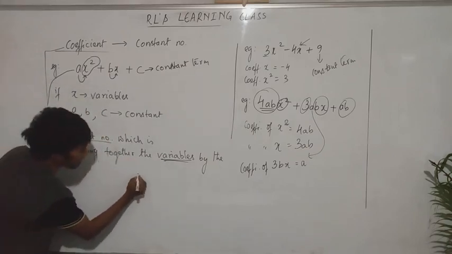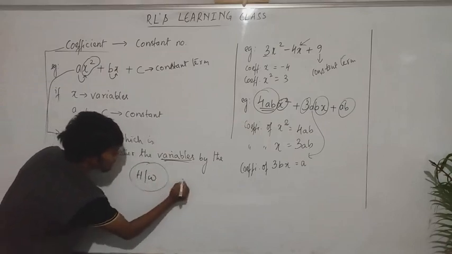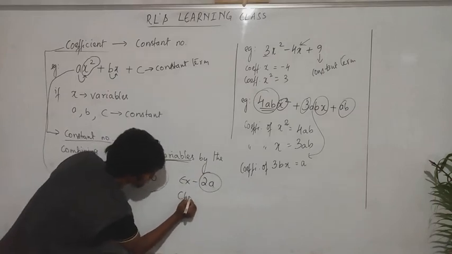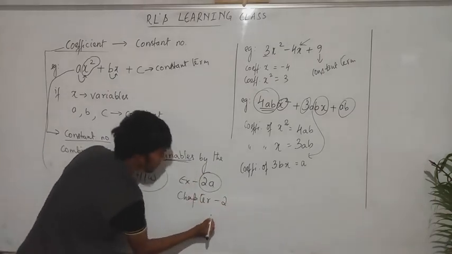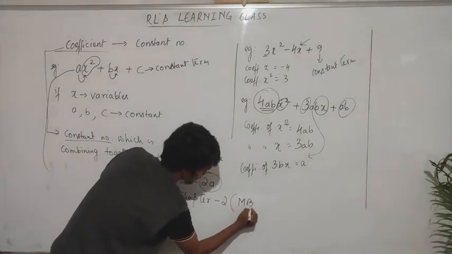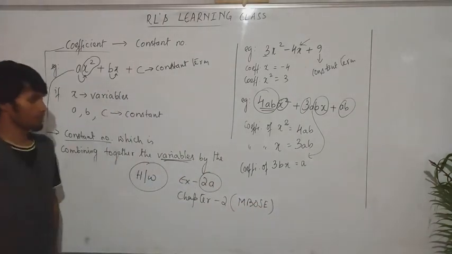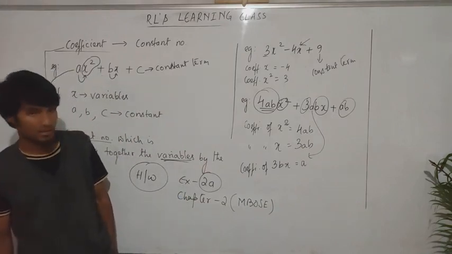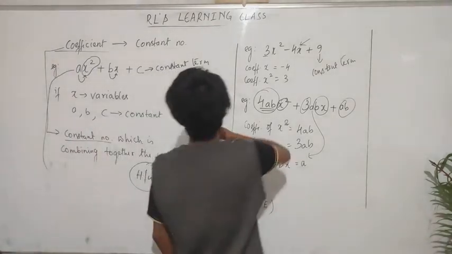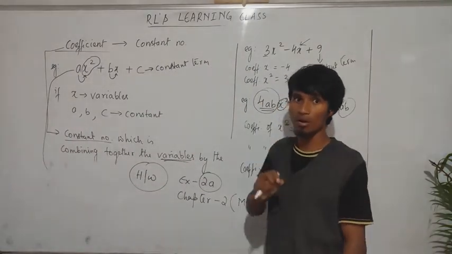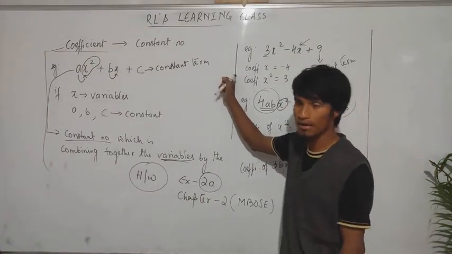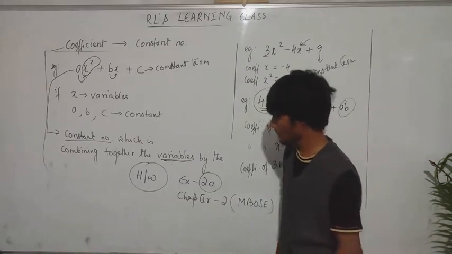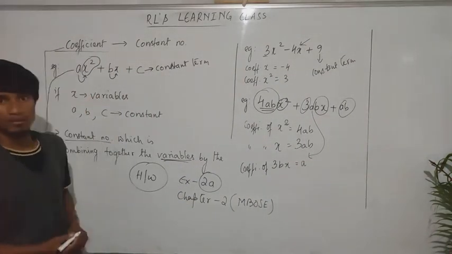Okay, then there will be homework. HW from exercise 2A, that is chapter 2 of the MBOSE textbook. This will be your homework, so practice this exercise 2A. In that exercise we get which of the following will be a polynomial, which we already showed, then write the degree of the polynomial, that we also already did, and the coefficient of x also we already did. Okay. Thank you for today.